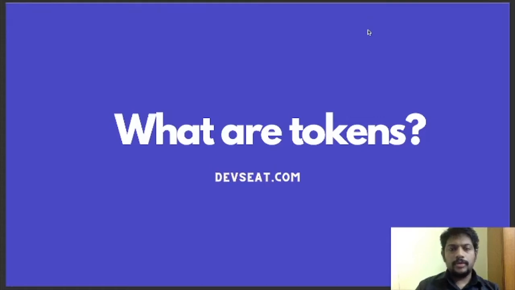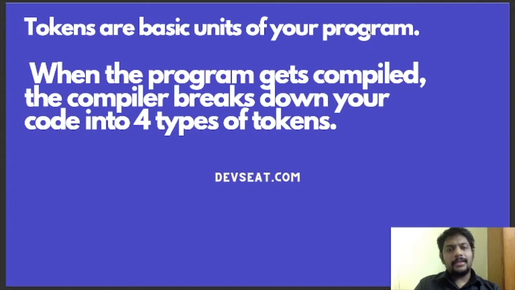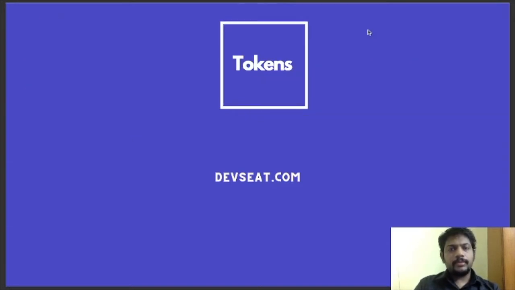So today we are going to talk about tokens. What are tokens? Tokens are the basic units of your Python program. When the Python program gets compiled, the compiler breaks down your code into four types of token. Your tokens are mainly four types.